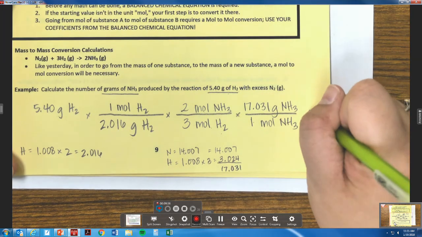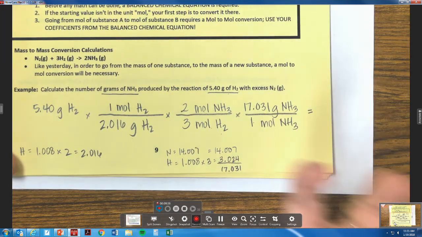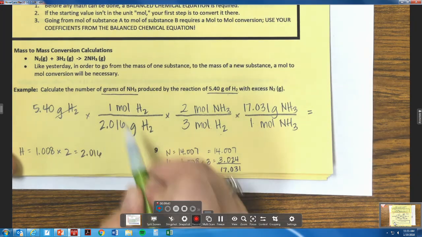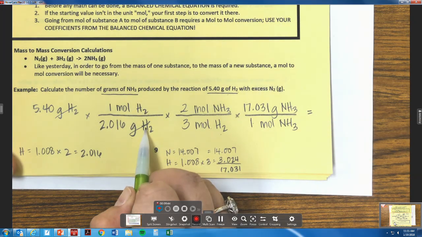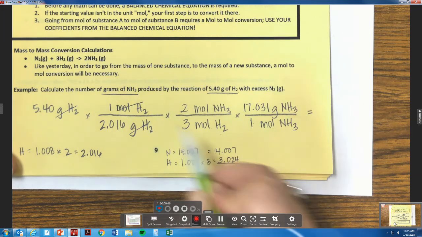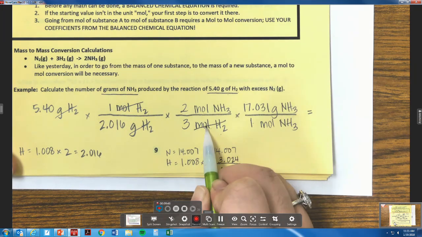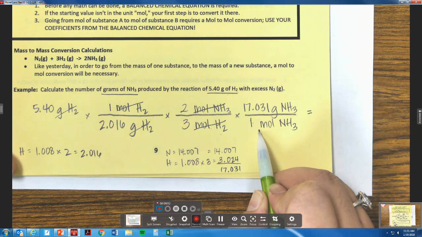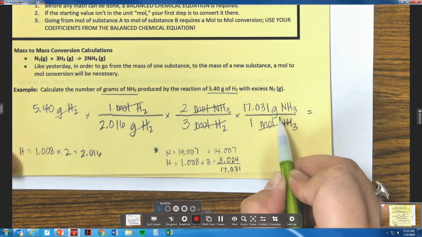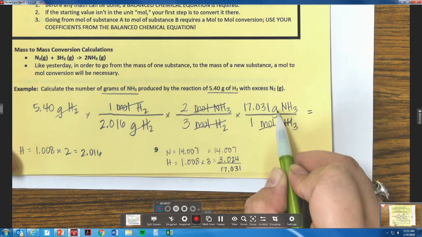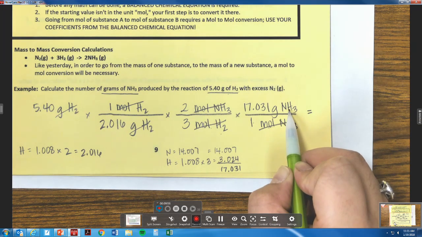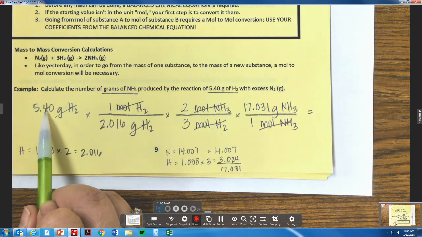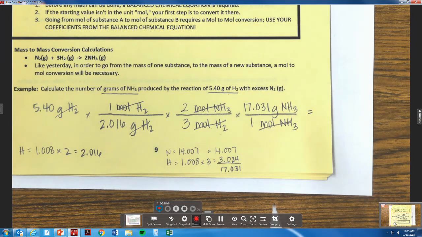Before we solve, we have to cancel out our units. Grams of hydrogen is going to cancel out with grams of hydrogen. Moles of hydrogen is going to cancel out with moles of hydrogen. Moles of ammonia cancels out moles of ammonia. So the only unit we have left is going to be grams of ammonia. So that would mean we would have to multiply everything on top.